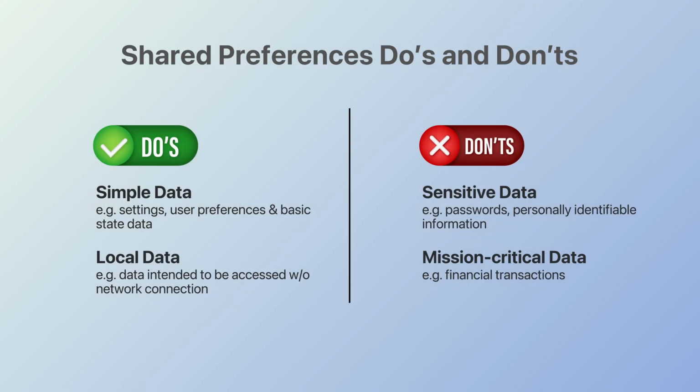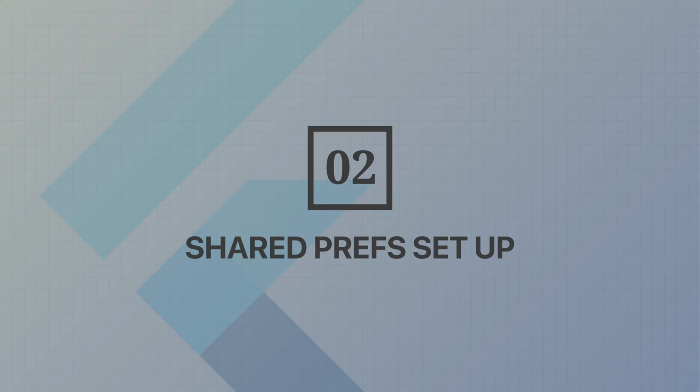As mentioned, shared preferences is well suited for simple data types. This means it's great for storing values such as settings or user preferences that are intended to be accessed locally and don't need to be shared across devices. Shared preferences doesn't encrypt data, nor does it guarantee writes. So it isn't suitable for sensitive data such as passwords or mission-critical data like financial transactions.